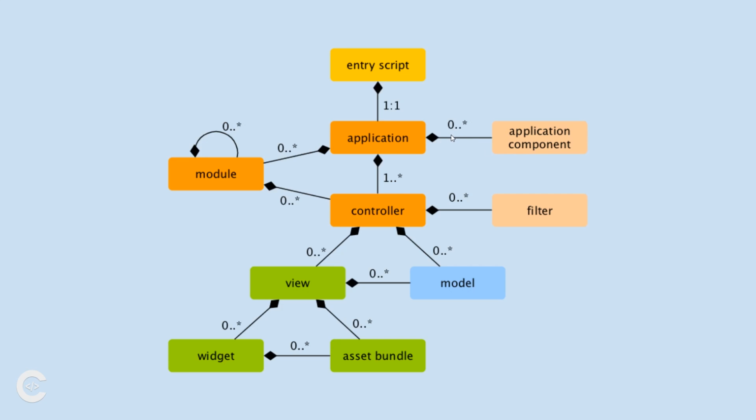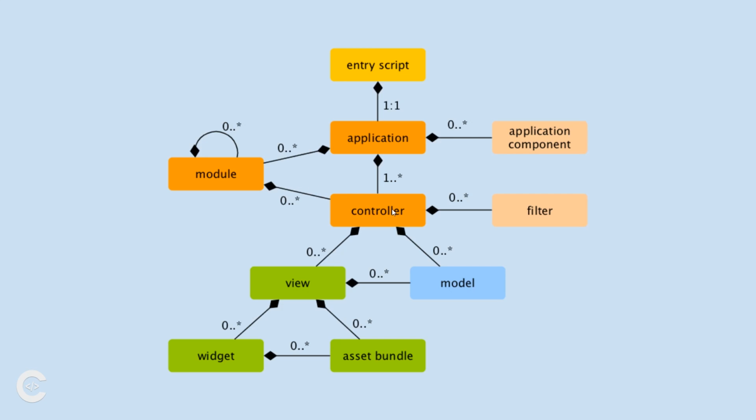The application can have zero or many components, basically. The application can have modules, zero or more modules, and the module you can think of as a small application. And the application has controllers, so it needs to have at least one controller to handle the request and return the response. And the module can also have controllers.